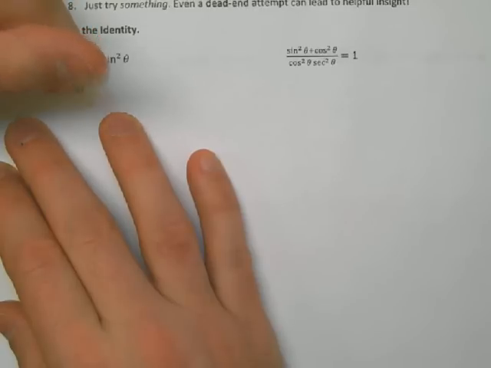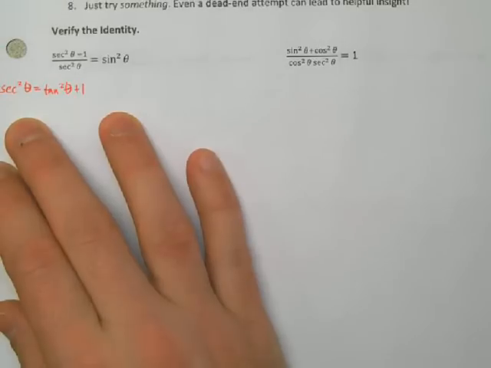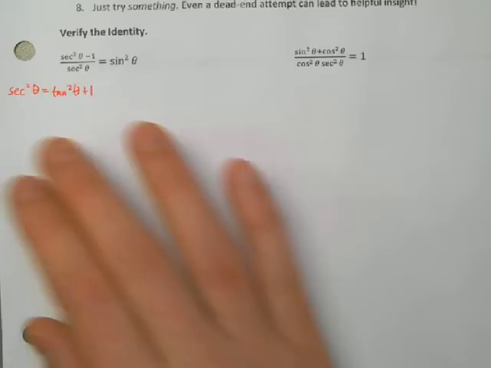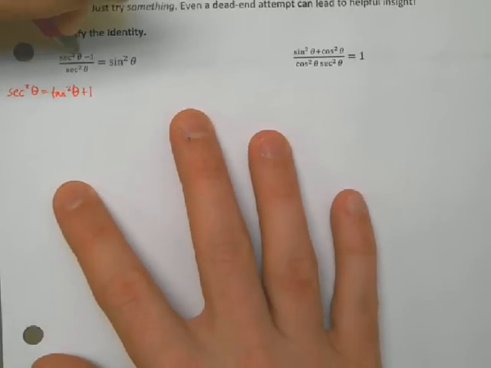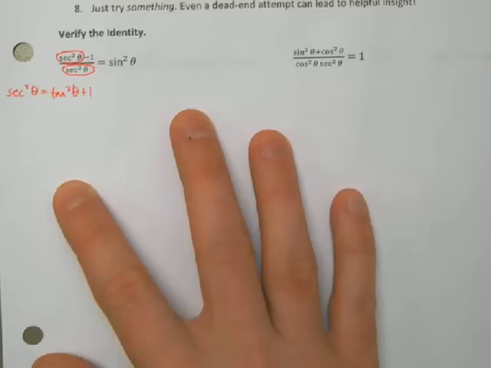1 over secant is the same thing as cosine. So 1 over secant squared would be the same thing as cosine squared. Now I'm trying to prove in all of this that it's equal to sine squared theta. So I'm going to continue to write this off to the side. I want to show that this left side is equal to sine squared theta.